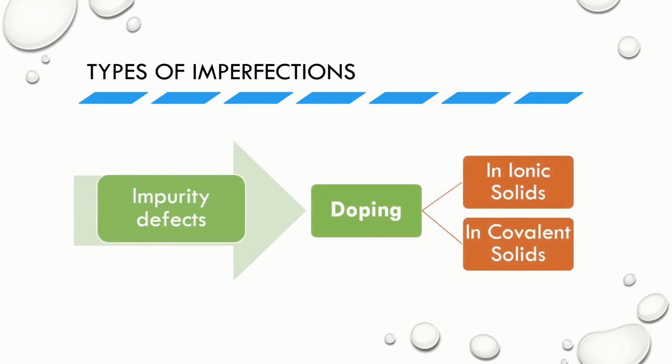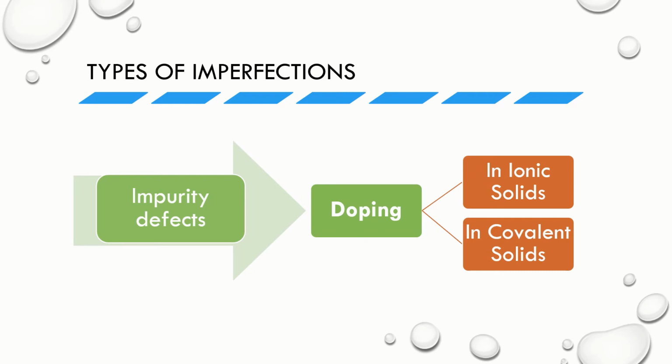Let us talk about impurity defects. Now, these defects arise when foreign atoms are present at the lattice site in place of the host atoms or at the vacant interstitial sites. Addition of impurities changes the properties of the crystal. The process of adding impurities to a crystalline substance so as to change its properties is called doping.